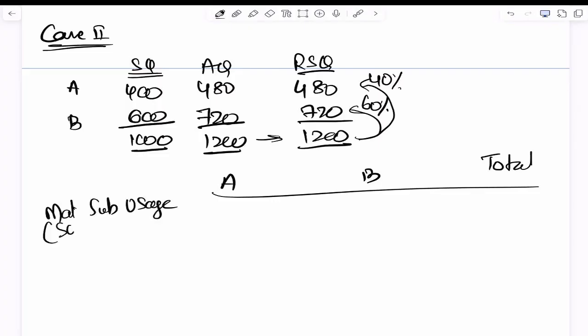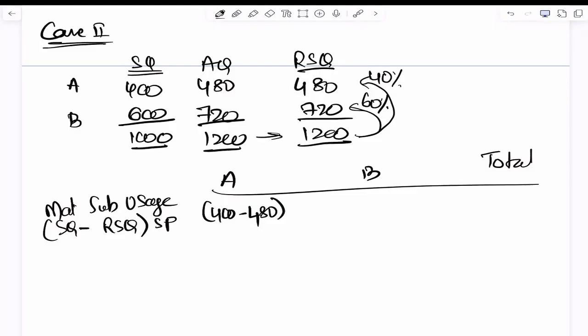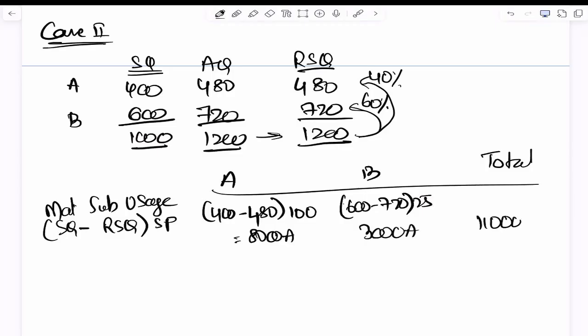Write the formulas each time, it will be easier. SQ minus RSQ multiplied by SP. 400 minus 480 into 100, how much? 8,000 adverse, right? And this one, 600 minus 720 into 25, 120 into 25 is 3,000 adverse. Remember this, guys: sub-usage variance, if one is adverse, the other has to be adverse.